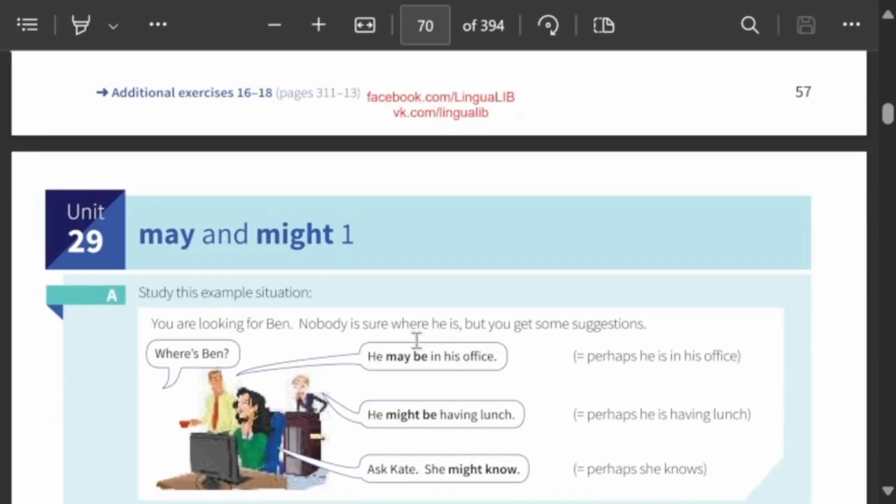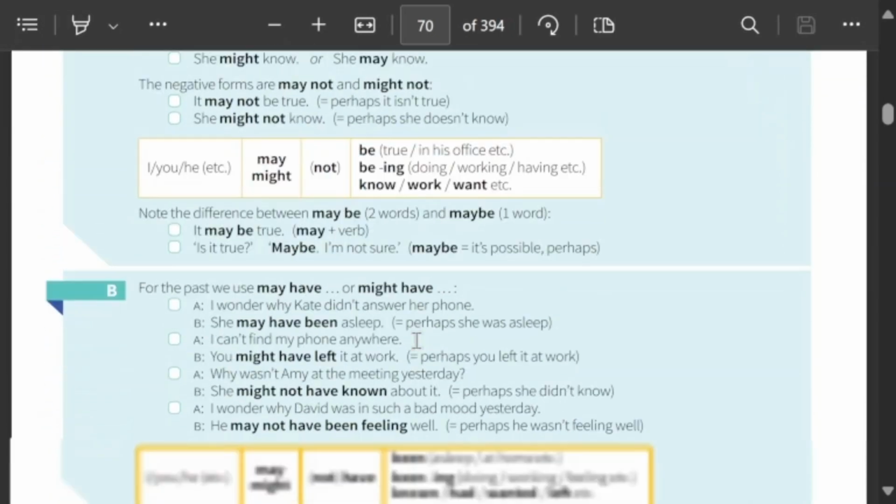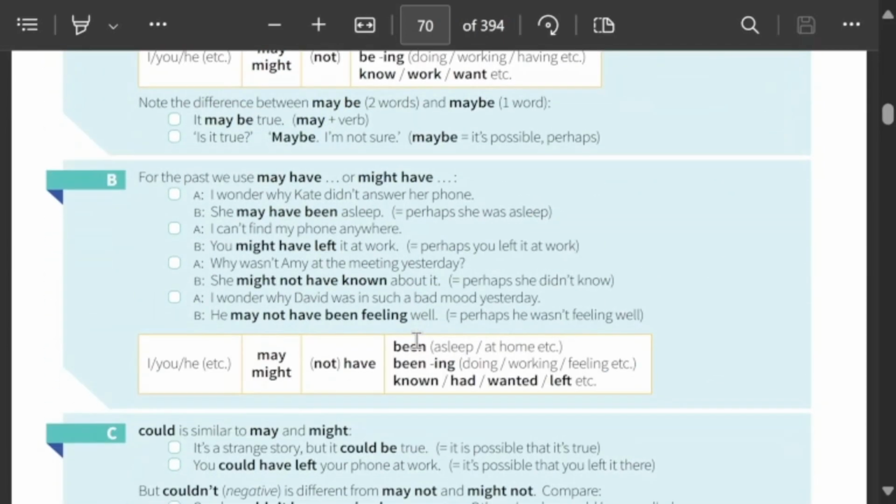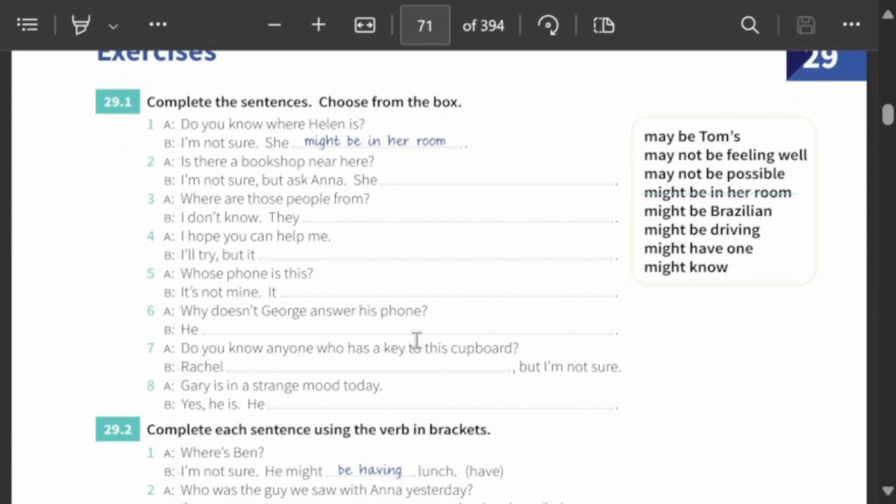Okay. Lesson number 1 is finished. Let's do the exercises. Let's see if you get it right. And then we do part 2.